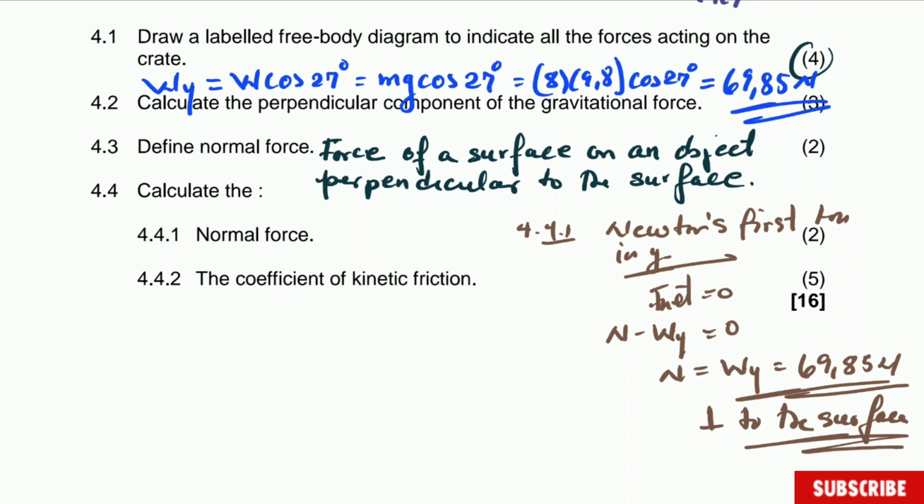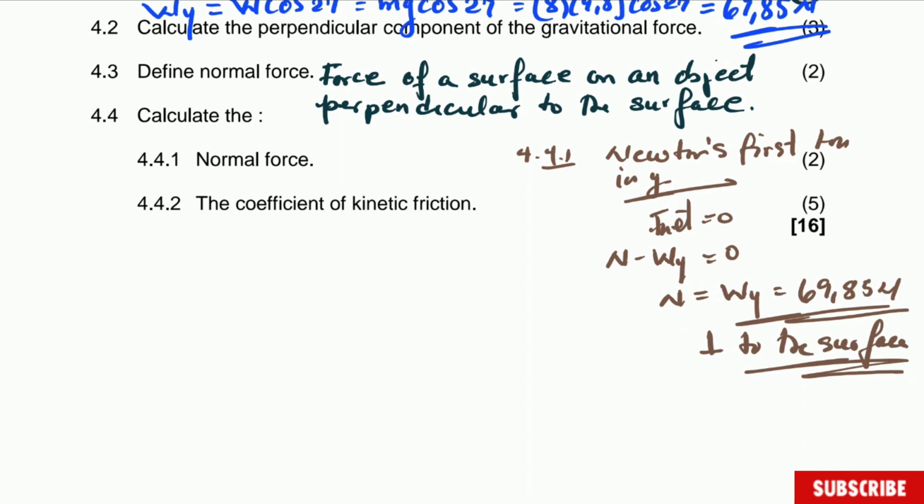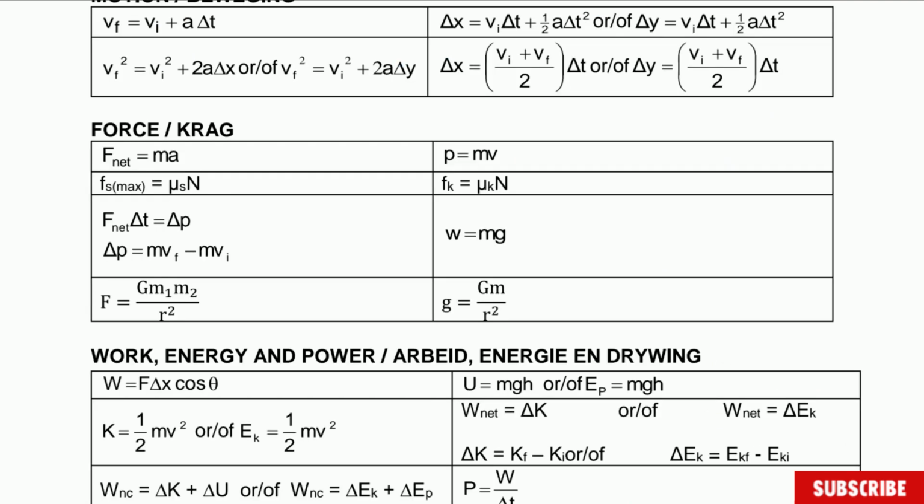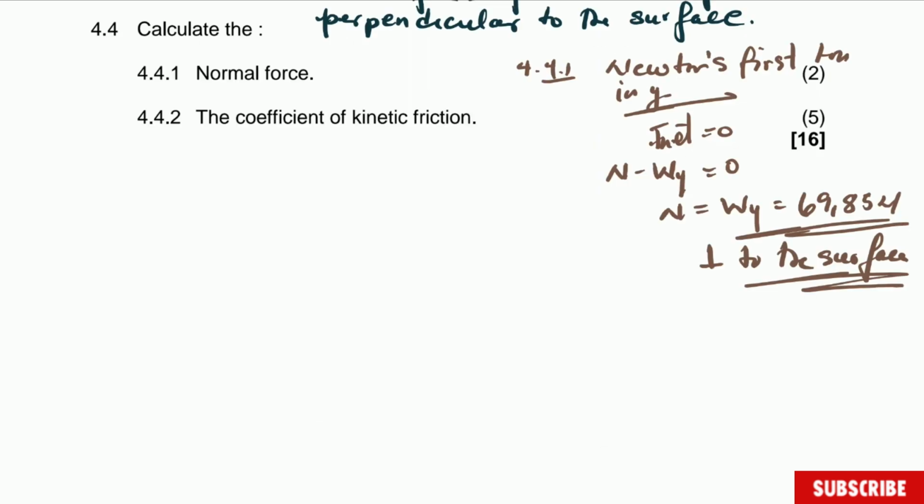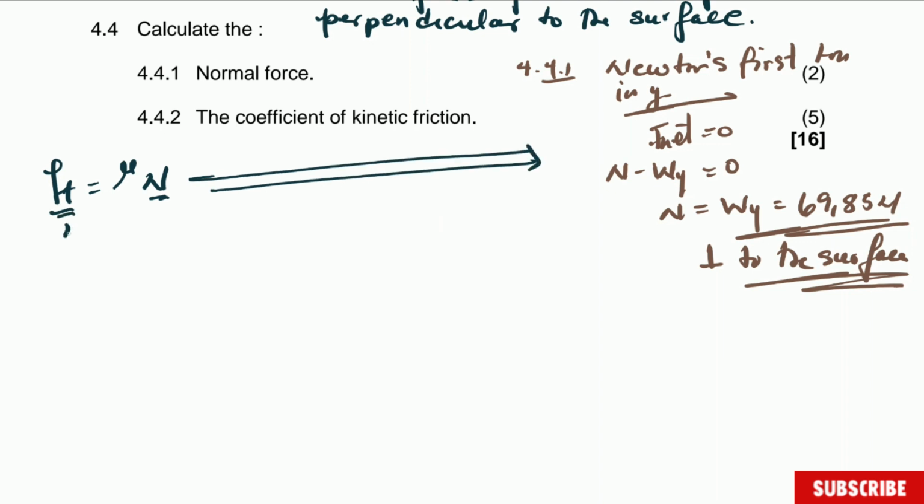Now 4.4.2, calculate the coefficient of kinetic friction. Now for this one, we're going to go first of all to the formulas. Here is the formula you are going to use. This is kinetic frictional force, which is equal to kinetic coefficient of friction multiplied by normal. So let's answer that one real fast. Frictional force is equal to kinetic coefficient of friction multiplied by normal. Normal force was calculated in this question there, but frictional force we don't have it.